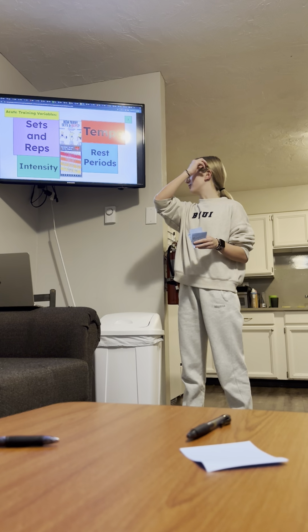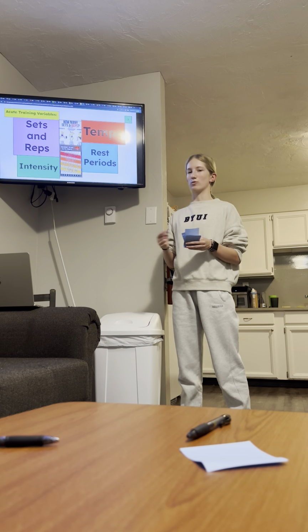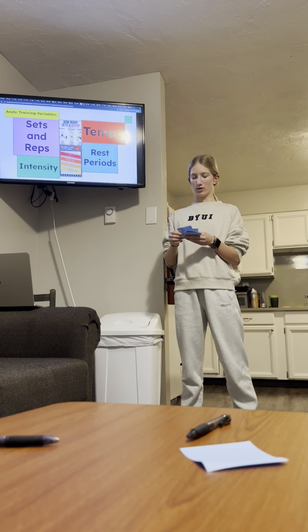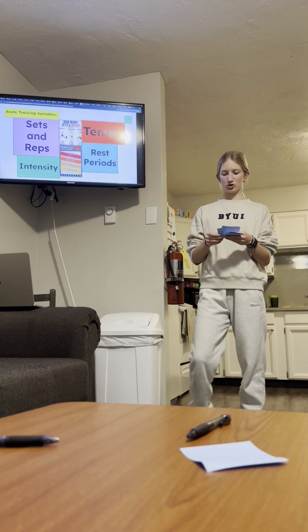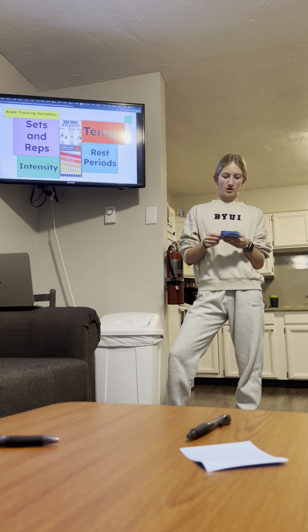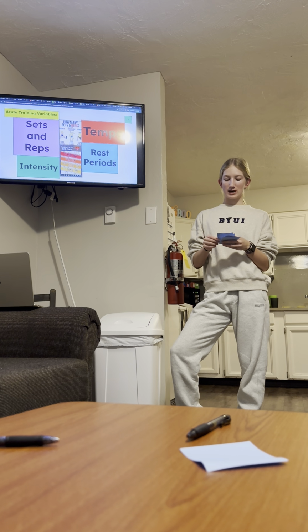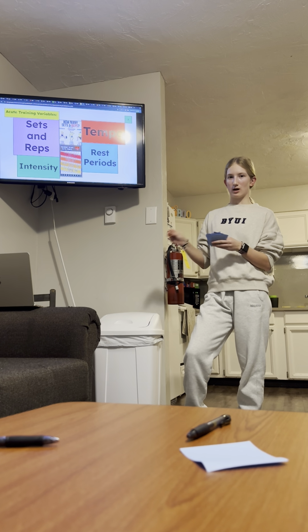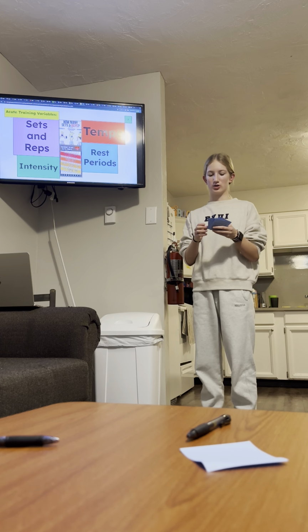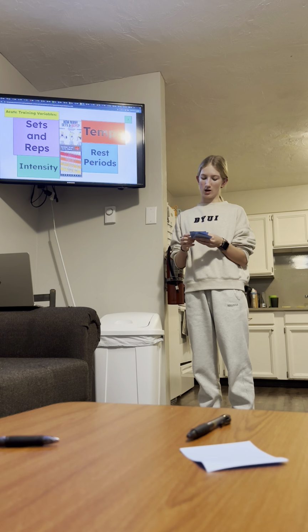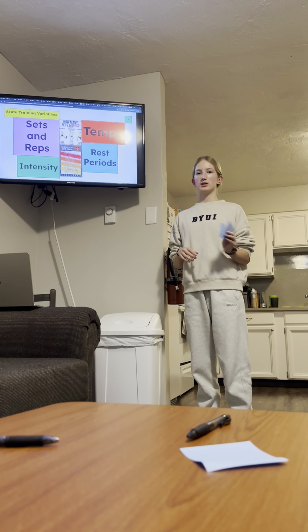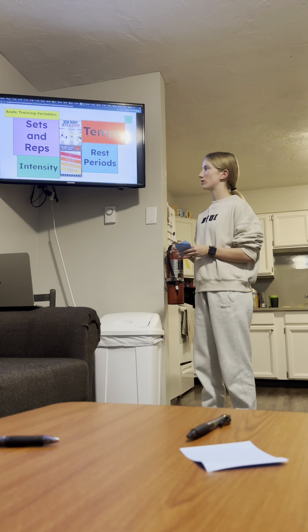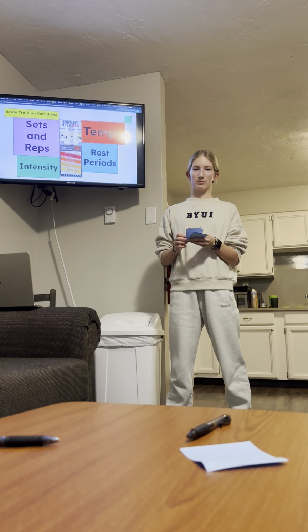But yeah, you want to base it on your intensity and your goals, whether you're aiming for muscle growth or just strength overall. Higher intensity, like 80 to 90% of your 1 rep max, is used for strength. And moderate intensity, like 60 to 75% of your 1 rep max, is used for hypertrophy and muscle growth.